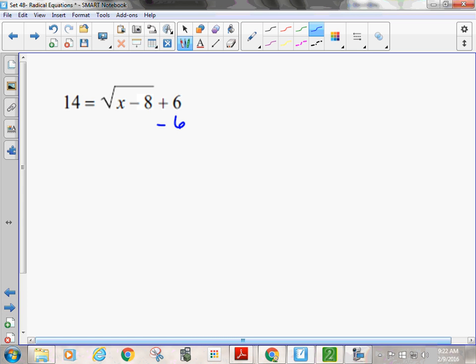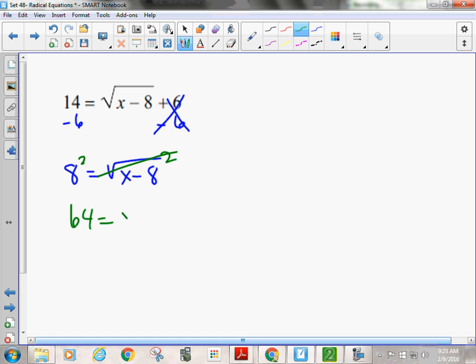All right, now this one has a radical and has something outside the radical. So we're just going to isolate. So don't let its length scare you. So 14 minus 6 gives us 8. So x minus 8 is still all under the square root. So to eliminate my square root, I'm going to square both sides. So 64 equals x minus 8. I'm going to add 8 to both sides. And so 64 plus 8 gives me 72 equals x. Go ahead and plug that in. 72 minus 8 gives me 64. Square root of 64 is 8 plus 6 is 14.